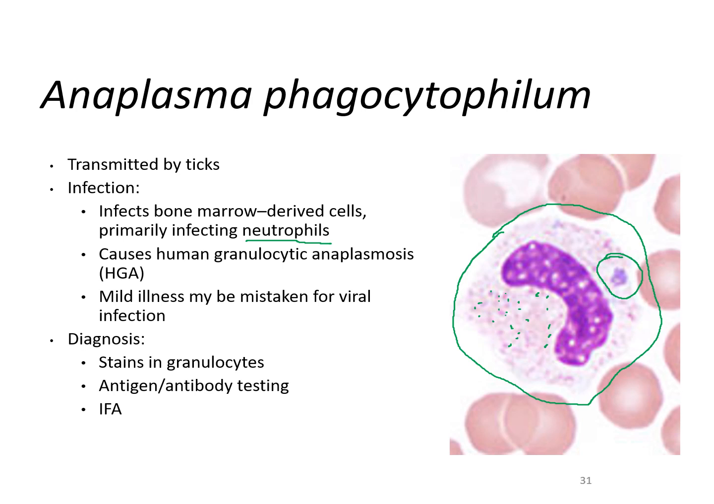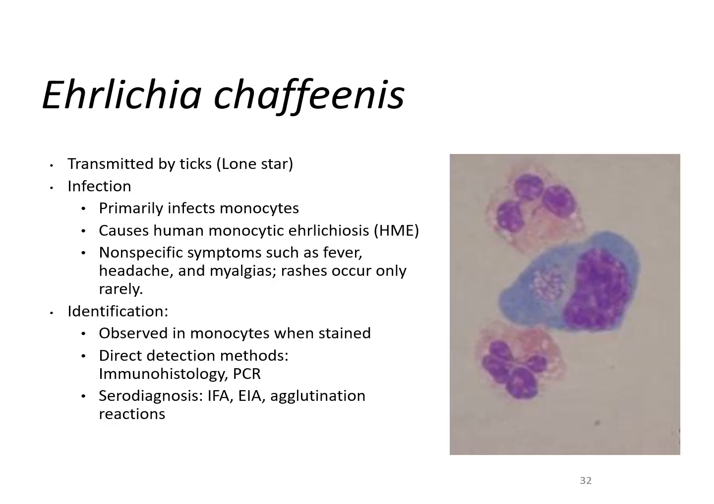If they were to do a differential and actually look at the white blood cells on a slide, you can see that it looks very similar to these granules, so the technician would have to actually be able to recognize that. So you can detect it through an actual stain, but as you can see, with it being a little bit more difficult to recognize, antigen antibody testing, immunofluorescent antibody testing would be the best way to diagnose this organism.